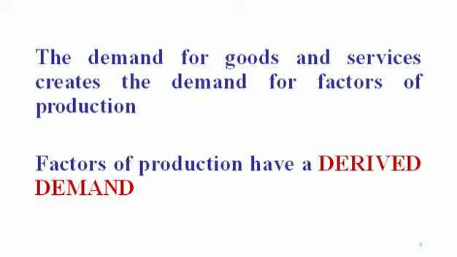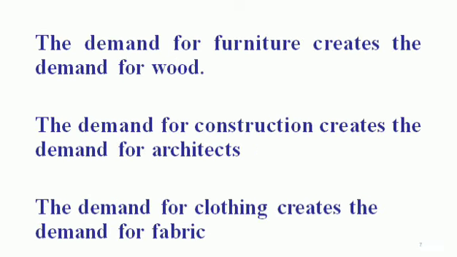The demand for factors of production is a derived demand. The demand for goods and services creates the demand for factors of production. For example, the demand for furniture creates the demand for wood. The demand for construction creates the demand for architects.